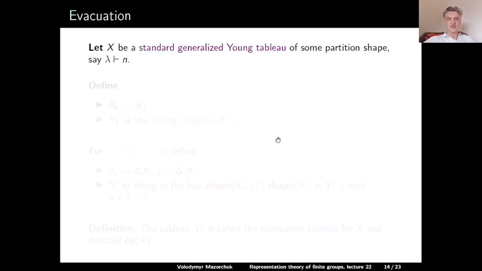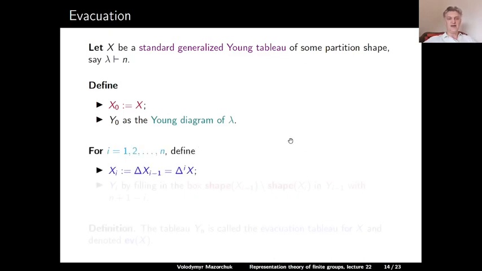Now we can define the notion of evacuation. Let X be a standard generalized Young tableau of some partition shape. Let's say the shape is the partition lambda of n. Define the tableau X0 as X, and we define Y0 as a Young diagram of lambda with empty boxes. Now for each i from 1 to n, we define Xi as delta of Xi minus 1. In other words, it's delta to the power i of X.